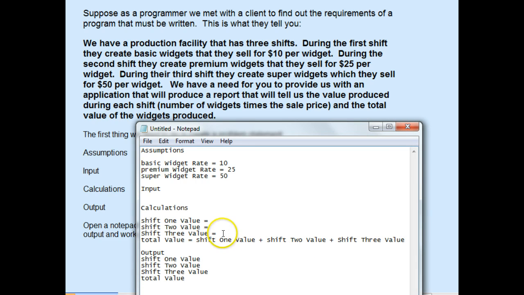Okay, then I move myself up and I say, how would I calculate the shift 3 value? Well, I know that the third shift is our super widget, so all I need to know is how many are produced in the third shift. So I'm going to call that shift 3. That's the number of widgets we produce in the third shift. I can call it whatever I want. I want to call it that. And I'm going to multiply that by the super widget rate, and that's going to provide me the value of the widgets that are produced during that shift.